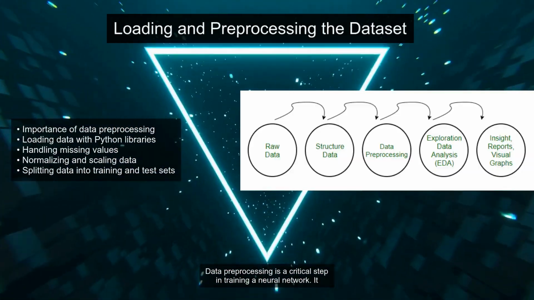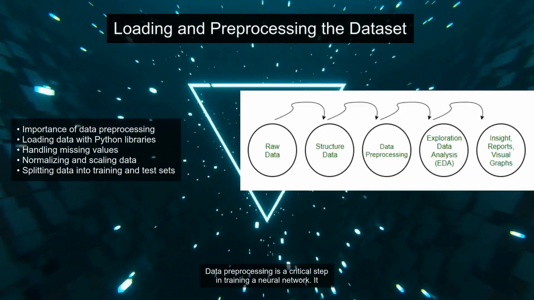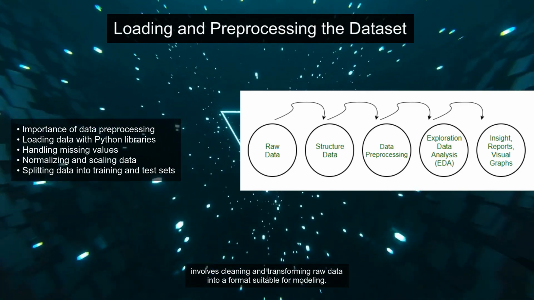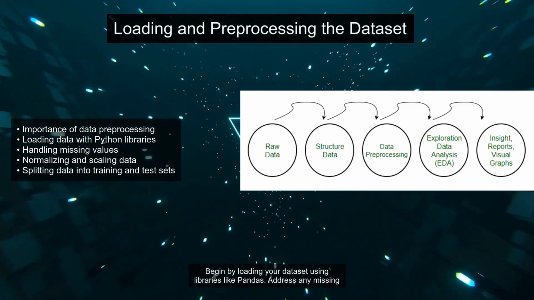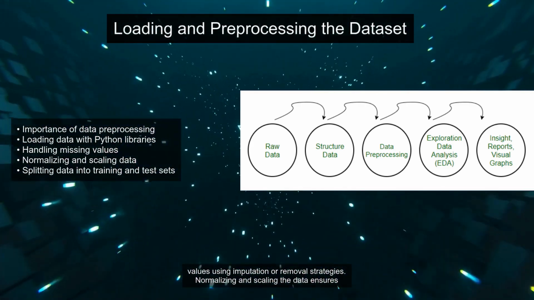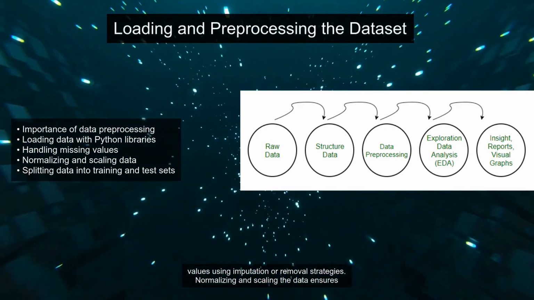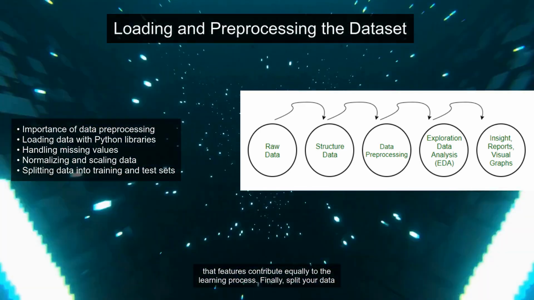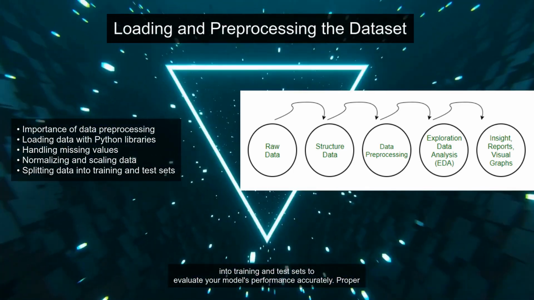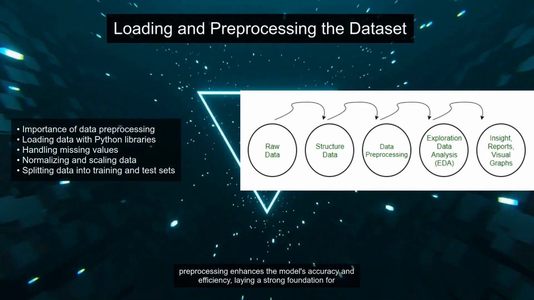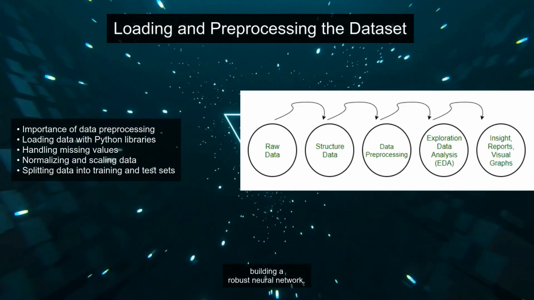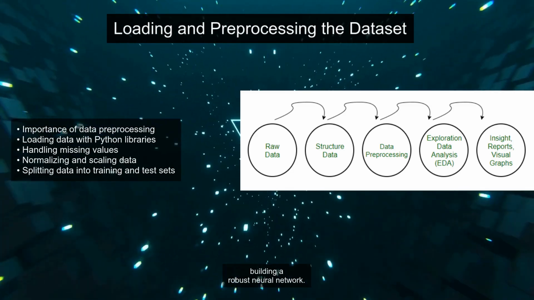Data preprocessing is a critical step in training a neural network. It involves cleaning and transforming raw data into a format suitable for modeling. Begin by loading your dataset using libraries like Pandas. Address any missing values using imputation or removal strategies. Normalizing and scaling the data ensures that features contribute equally to the learning process. Finally, split your data into training and test sets to evaluate your model's performance accurately. Proper preprocessing enhances the model's accuracy and efficiency, laying a strong foundation for building a robust neural network.